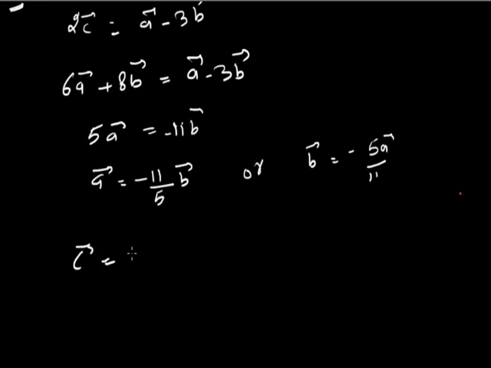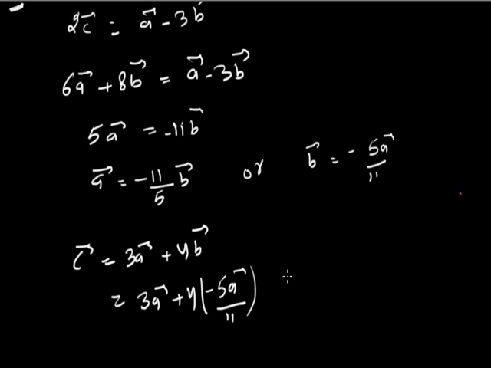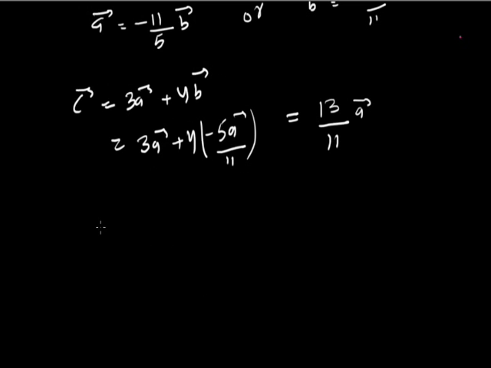So now c vector equals 3a vector plus 4b vector. Now put the value of b vector here: 3a vector plus 4 times minus 5a vector upon 11. That is 13 by 11 a vector. So the magnitude of c vector is 13 by 11 times the magnitude of a vector. So the magnitude of c vector is greater than the magnitude of a vector.